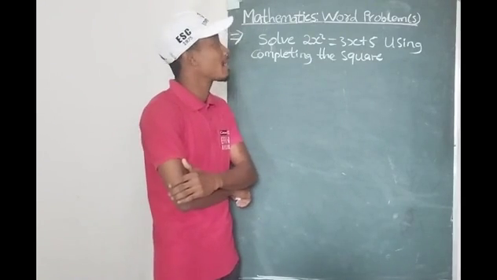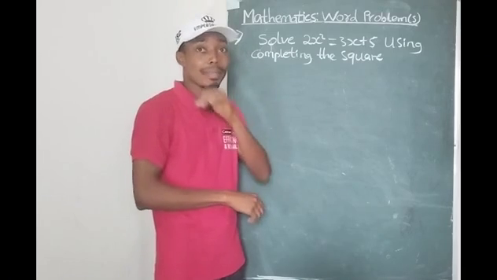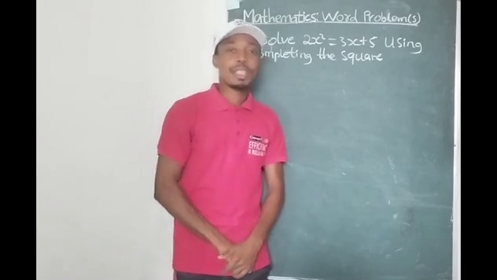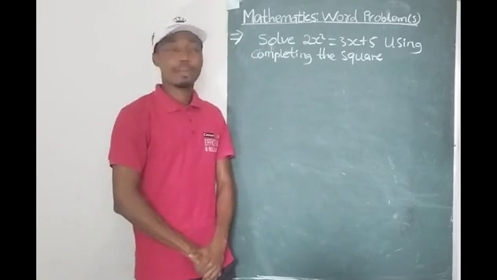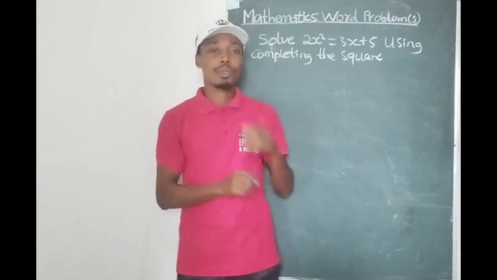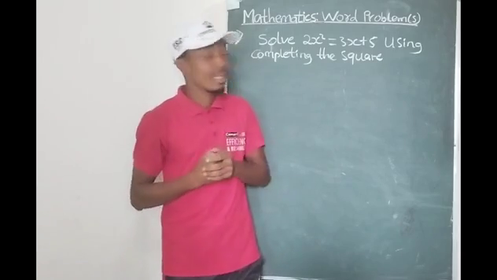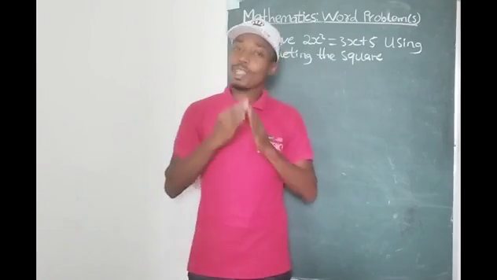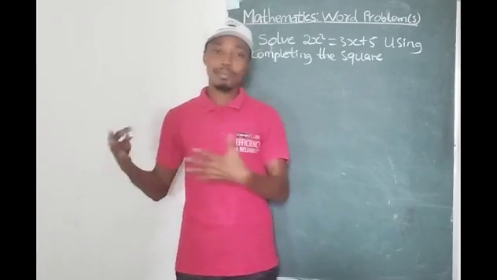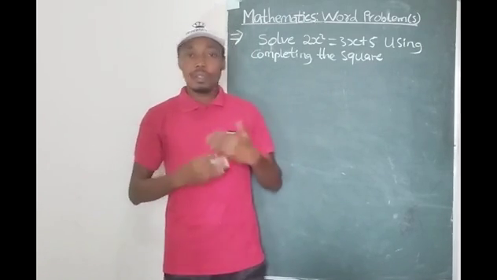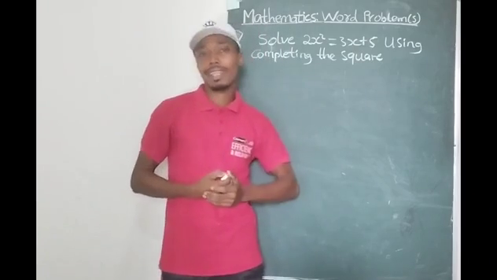Mathematics, we're going to be looking at word problems on completing the square. So if you see that question right before you, that you should solve 2x squared equals 3x plus 5 using completing the square. Alright, so remember when we were deriving the quadratic formula via completing the square, we used a series of very interesting steps.